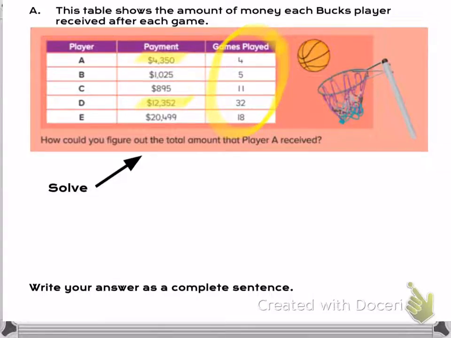So the question asks, how could you figure out the total amount that player A received? So we are looking at player A, and you want to find the total amount of money that player A made. Please pause the video, solve for player A, and make sure your answer is written as a complete sentence.